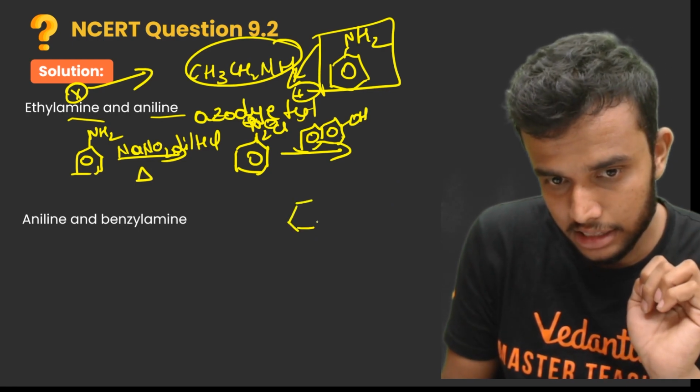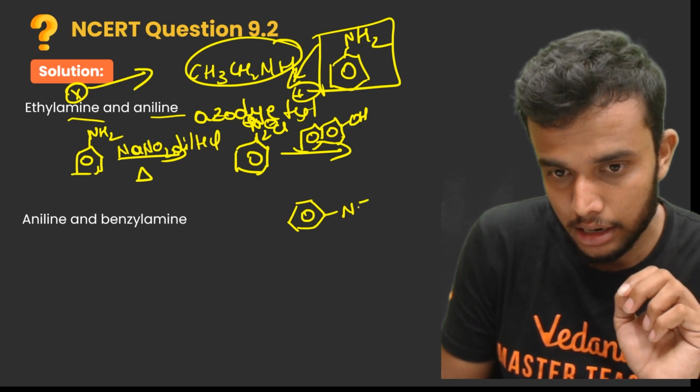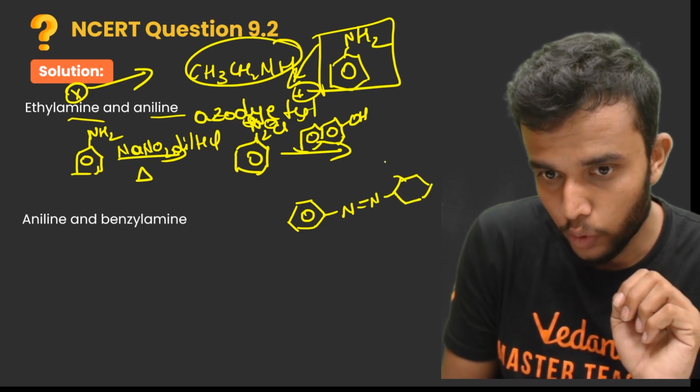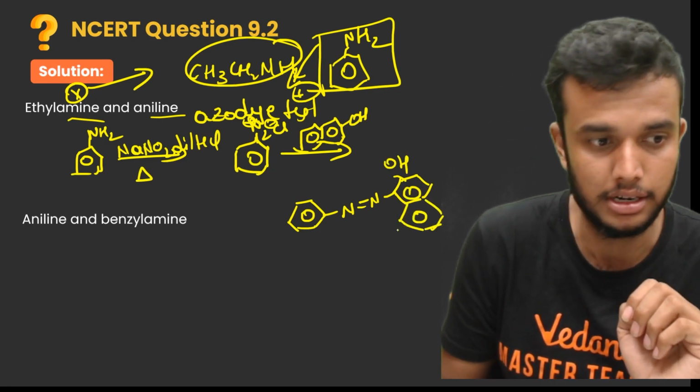It yields this, right? The N2 and Cl get cancelled, a double bond N, this, the OH, and it yields this structure. Yes, absolutely.